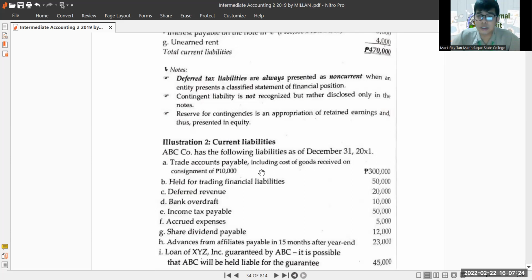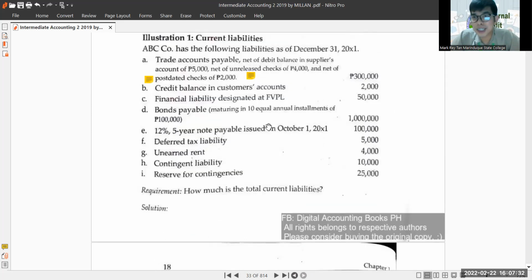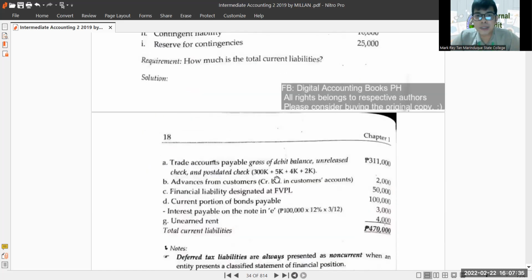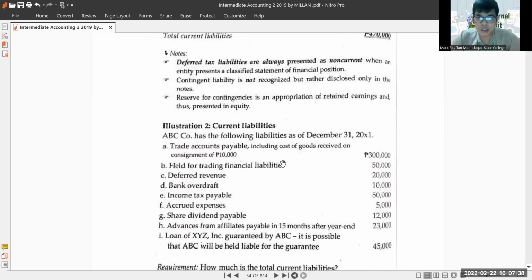So dito, including. I'm not giving you a hint na kapag including, ibabawas mo, kapag net, idadagdag mo. Hindi ganun. Depende sa item, depende sa kino-consider natin. Katulad dito, including siya, tama naman na in-include, di tama yung 300K. So, analyze natin. 300K yung trade accounts payable, including cost of goods received on consignment. Saan ba na-discuss ang consignment? Hindi ko ma-recall, pero sa inventory. Na-discuss to sa inventory.